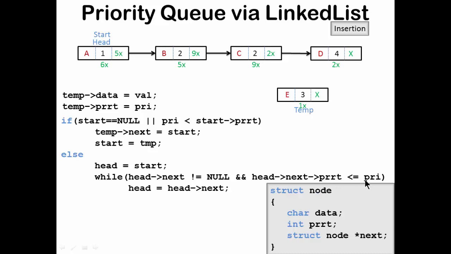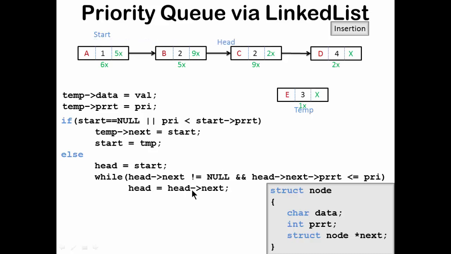So you compare 2 with the PRI, that is 3. So 2 is less than the PRI. That means the new node priority is more than the priority of the next node. Therefore, you have to continue the loop by moving head one step forward. So when head comes to this point, it will again check that head next, that is 9x, is it a null value? No. That means there are more elements to come later on. And head next priority, go to head next, this is 9x, priority 2 is still less than the new element, and therefore head should move to the next location.